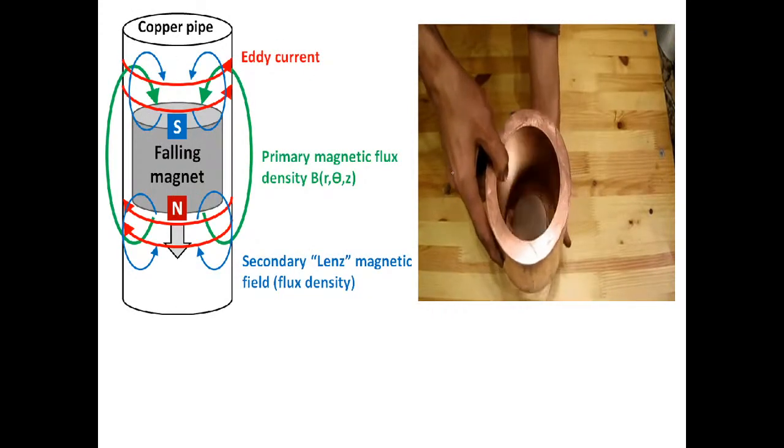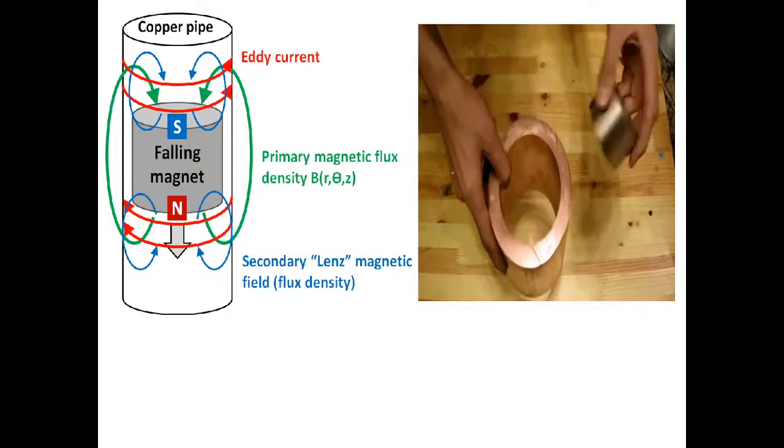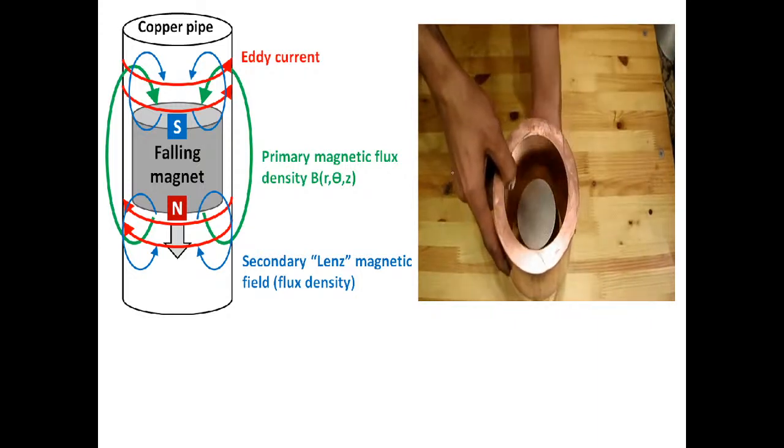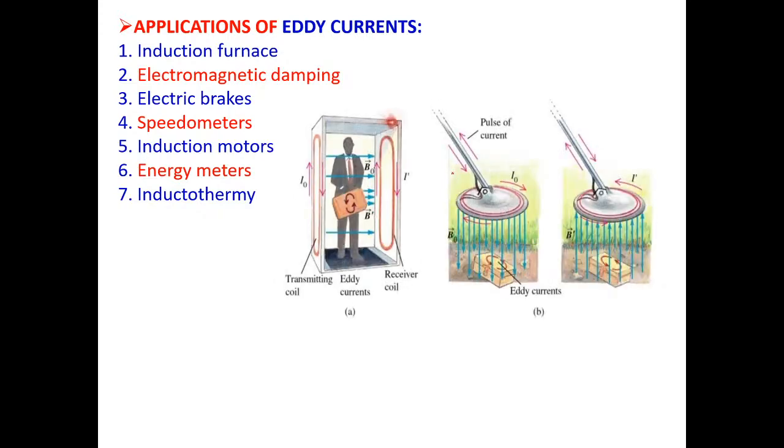When the magnet is falling, there will be a change in magnetic flux associated with the cylinder, and eddy current will be formed. Then these are the applications of eddy current. You must remember the names at least. Another application is the metal detector.